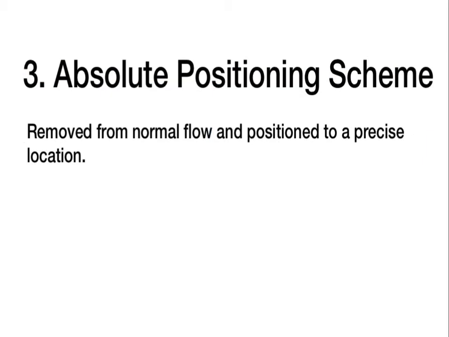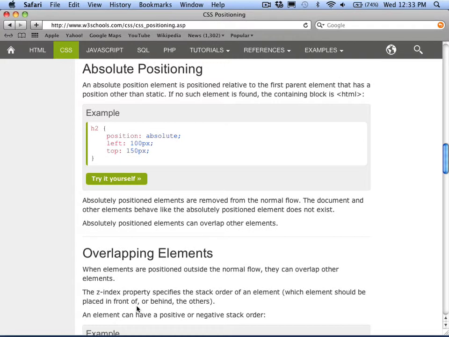Finally, we come to the absolute positioning scheme. With this scheme, a box is removed from the normal flow entirely and is assigned a specific position with respect to a containing block such as the browser window or a parent div tag. In some ways, this is the easiest scheme to learn because absolutely positioned elements won't affect how elements before it or after it in the HTML are positioned on the page. In fact, the document and other elements behave like the absolutely positioned element doesn't even exist at all.